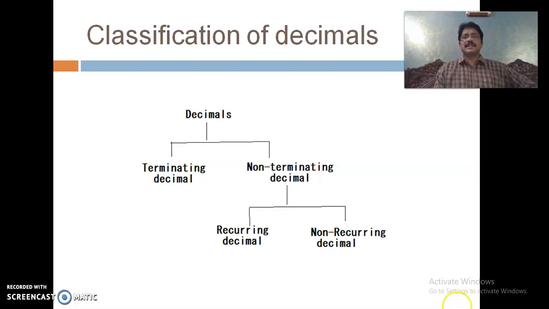When it is a terminating decimal, there is no need to discuss it. But when it is a non-terminating decimal, again it is classified into two kinds, that is recurring decimal and non-recurring decimal. From this flow chart, it's very clear the decimals are classified into two kinds, terminating and non-terminating, and non-terminating will be classified as recurring and non-recurring decimals. Let's observe all these kinds with examples.